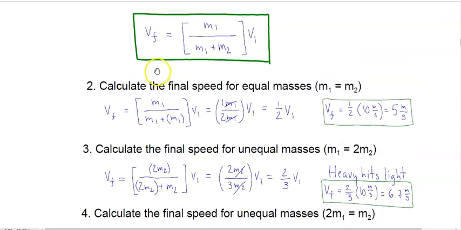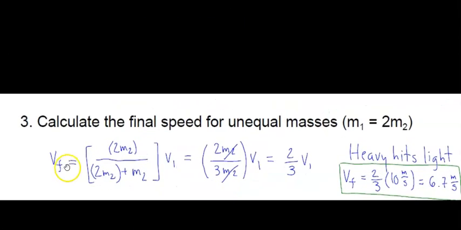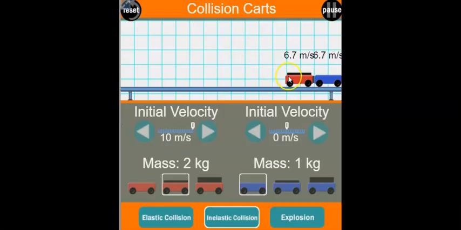So I go to the original formula, Vf equals m1 over m1 plus m2 as a fraction of v1. V final equals 2m2 over 2m2 plus m2 times the original speed of v1. That gives you a fraction of 2/3. So the final speed of the group after collision when they lock together is 2/3 of the original impact speed of mass 1. V final equals 2/3 of 10 meters per second, which means that the group moves together at 6.7 meters per second. Recall the results of the simulation. Both cars locked together and moved away at 6.7 meters per second.